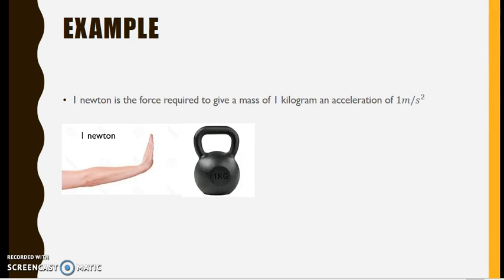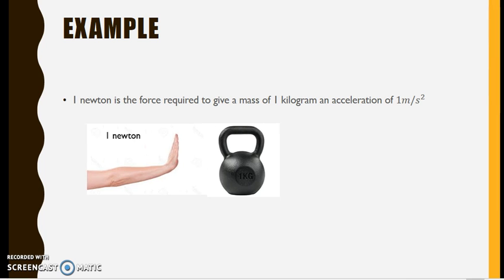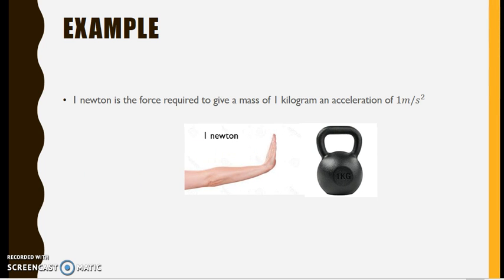Next, an example. 1 Newton is the force required to give a mass of 1 kilogram an acceleration of 1 meter a second squared. So, you push with 1 Newton and that thing gets an acceleration of 1 meter a second squared. So there you go. 1 Newton, you push something that's 1 kg, it accelerates at 1 meter a second squared. That's what Newtons are.